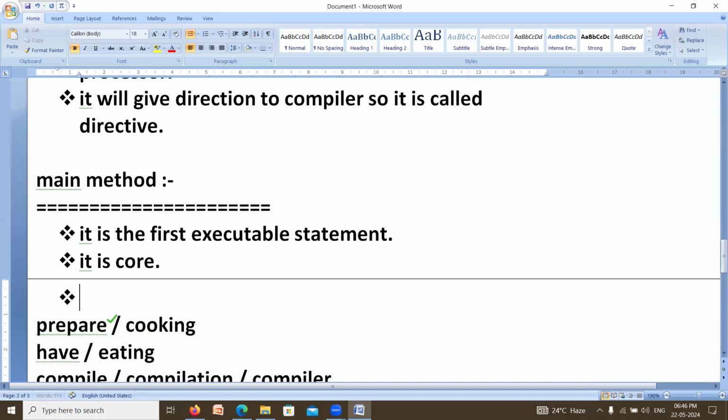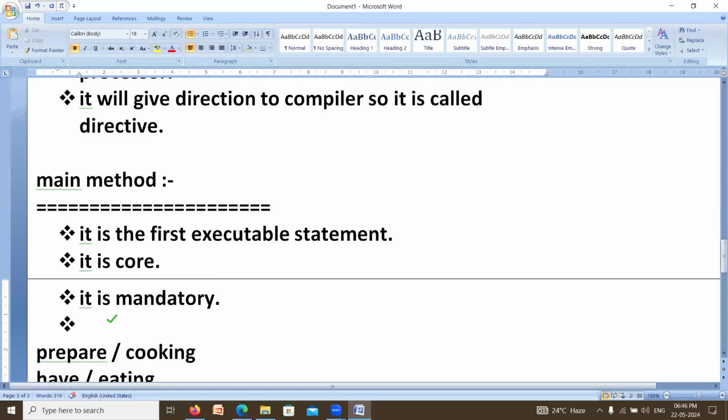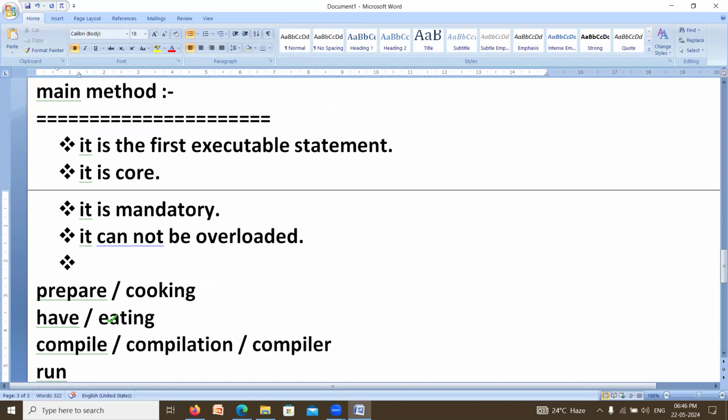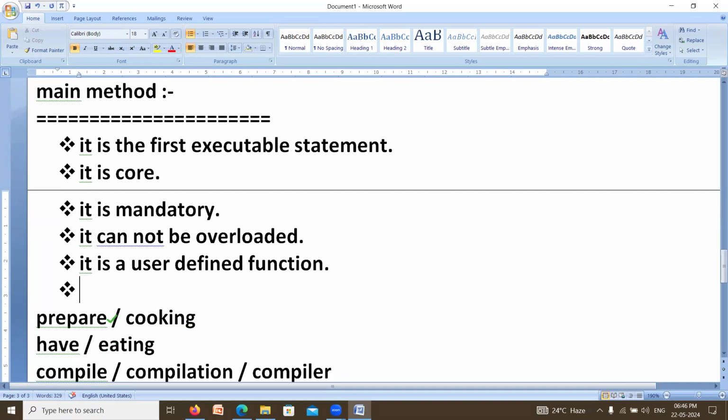It is core, meaning it is very, very important. Without the main method, your program will not be executed. So it is mandatory. But you need to write the main method only one time. You cannot write it multiple times, so it cannot be overloaded. You need to write the code. You are nothing but a user, and the user needs to write the code. So it is called a user defined function.